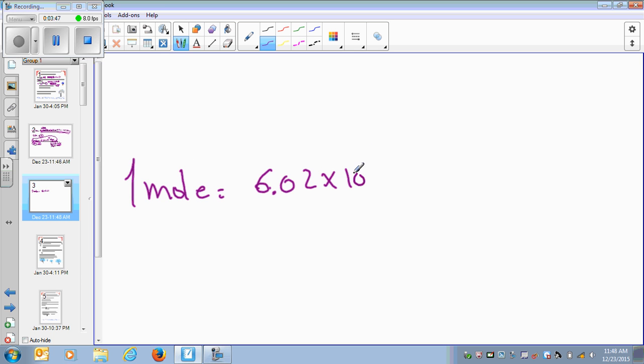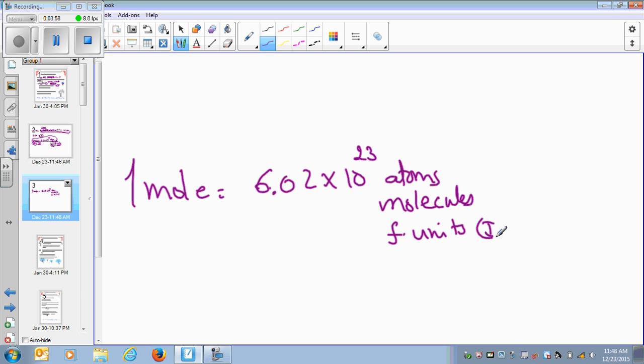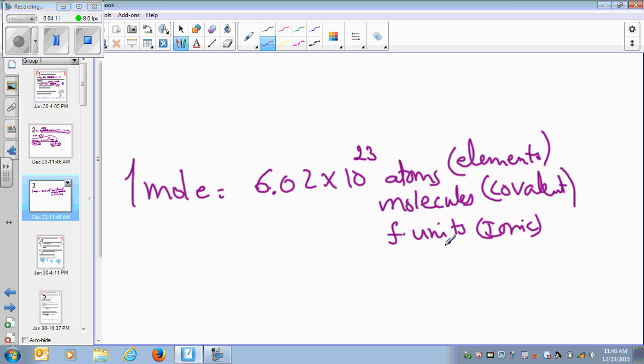So you have to memorize this number, that 1 mole is equal to 6.02 times 10 to the 23, could be atoms, could be molecules, could be formula units for ionic compounds. For ionic compounds use formula units, for covalent compounds use molecules, and for elements we use atoms. So also keep that in mind. But the number does not change, the number stays the same.